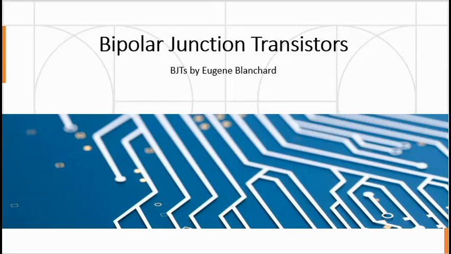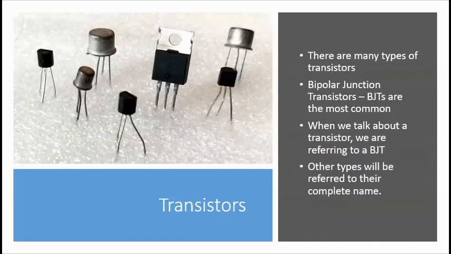Bipolar junction transistors. There are many types of transistors. Bipolar junction transistors, called BJTs for short, are the most common. So when we talk about a transistor, we are referring to a BJT. Other types of transistors will be referred to by their complete name, like MOSFETs or JFETs, etc.